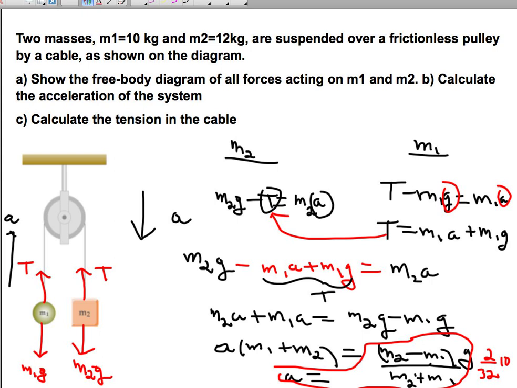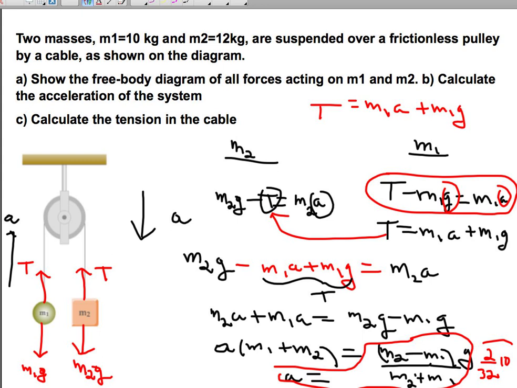Once you know that, you can go back to, say, this equation, any one of the other two equations, and using that number for a, solve for T. T will equal M1a plus M1g. Don't forget what a is. It's this number right here on the bottom.